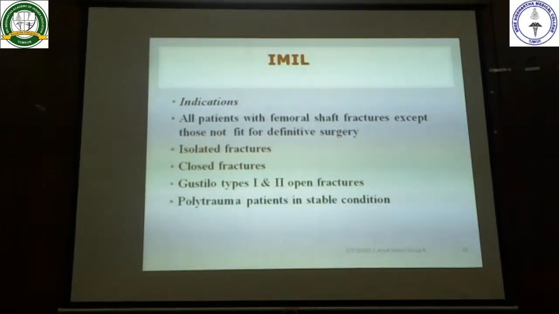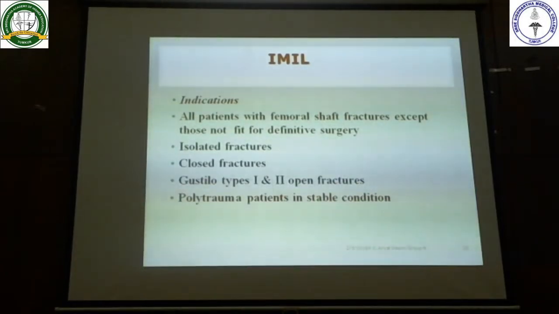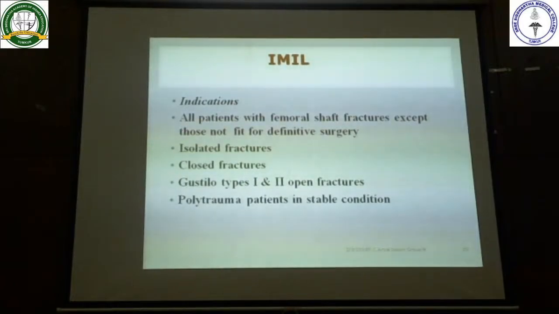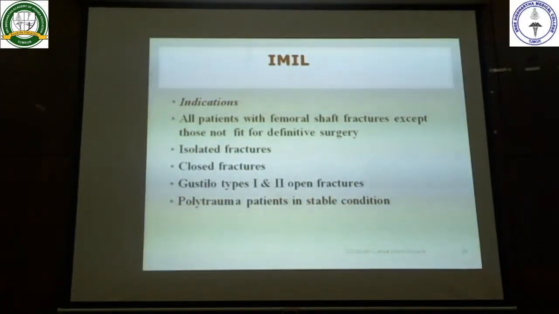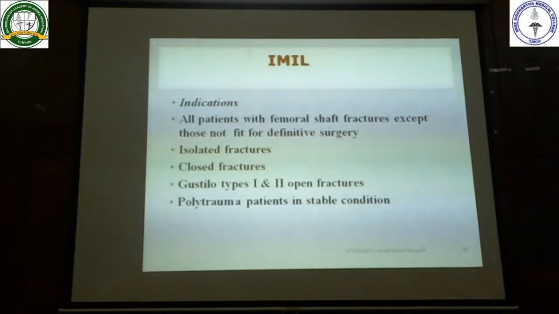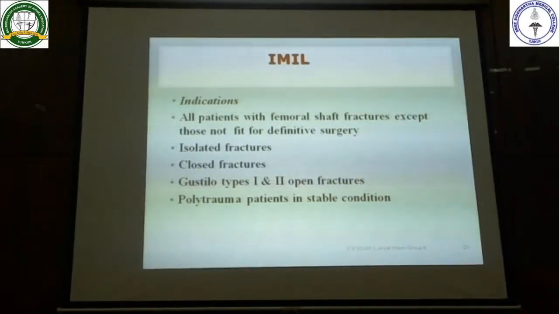So what are the indications where you can use IMIL? All patients with femoral shaft fractures except those not fit for definitive surgery, which I already mentioned. Isolated fractures of the shaft of femur. Closed fractures, where the fracture is not open. If the fracture is open, we need to go for an external fixator. I think you already mentioned that one of the most important indications for external fixation is open or compound fractures. In closed fractures, you can straight away go for IMIL.